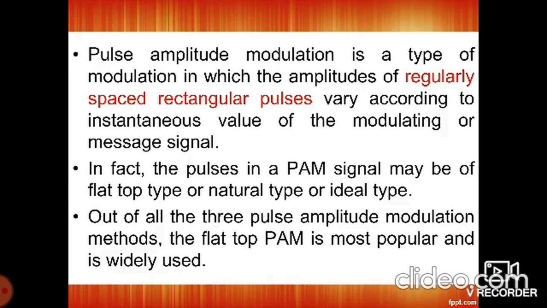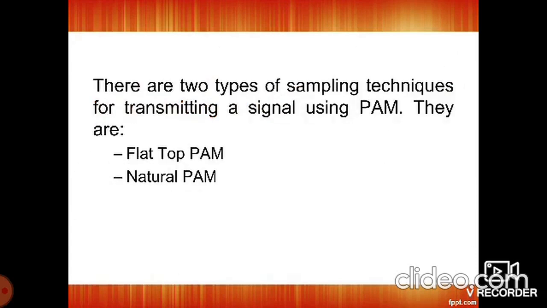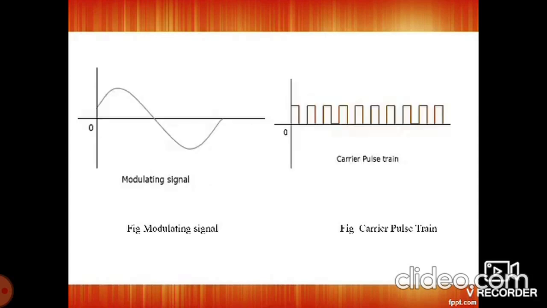In pulse amplitude modulation, the signal may be of flat top type. After pulse amplitude modulation, we can get flat top pulses. There are two types of sampling techniques used in PAM. They are flat top PAM and natural PAM. So, in pulse amplitude modulation, we can see two types of pulses, natural PAM and flat top PAM.